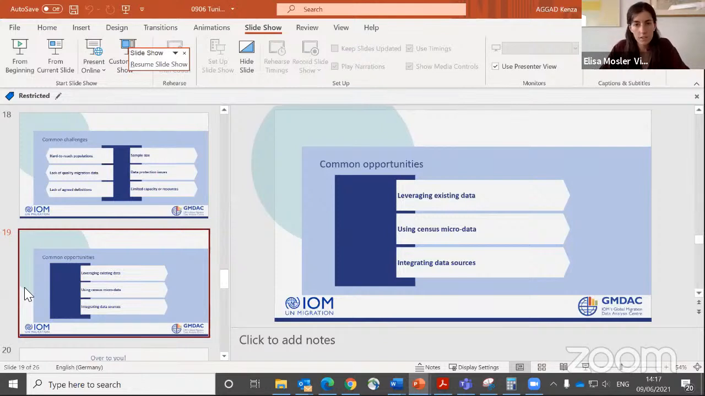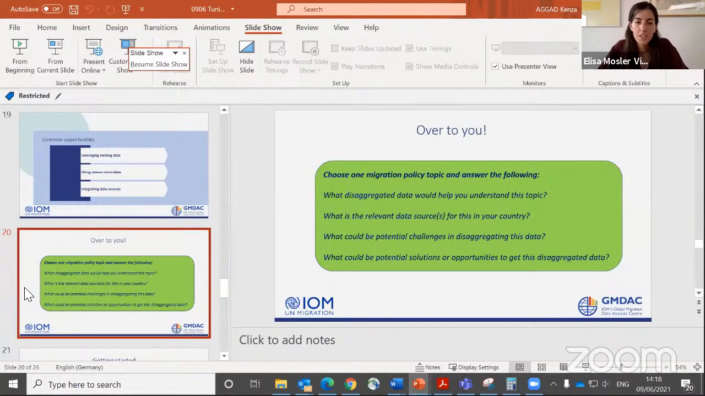When people think of disaggregation, they often think of very expensive, huge surveys, and this doesn't need to be the case. So one key opportunity is to do a data mapping, for example, at the country level, to see what is already collected that is disaggregated, and to see perhaps how to leverage this or integrate this with other data sources as well. Next slide, please. So again, we have a few questions here that it would be great to get some of your input on.